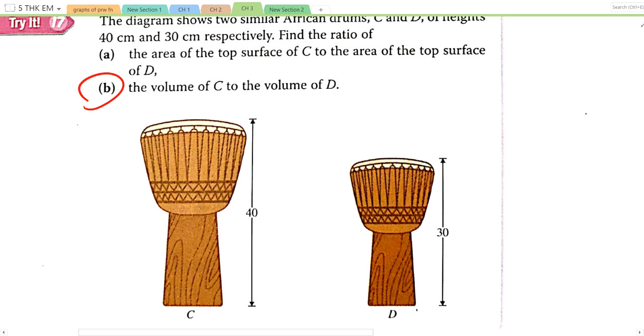Volume of C to volume of D. And they want a ratio, so the final answer must be in ratio, not in fraction.